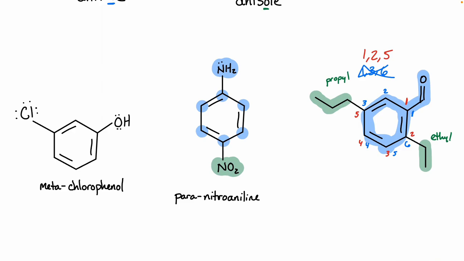Assemble my name in alphabetical order. So this would be 2-ethyl, 5-propyl. Now we don't have to put the 1 for the benzaldehyde because again, it's assumed that that aldehyde group is on carbon 1, right? Because it's that benzaldehyde parent chain. So it's just going to be 2-ethyl-5-propylbenzaldehyde.